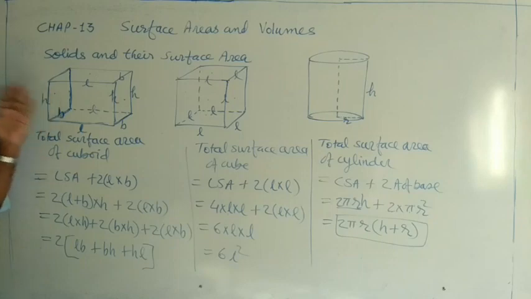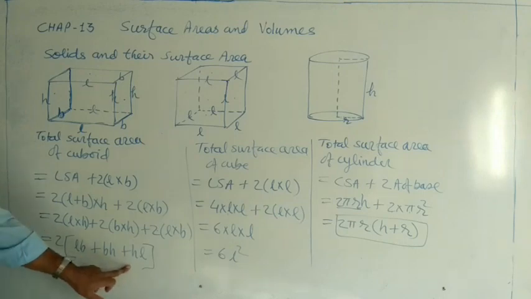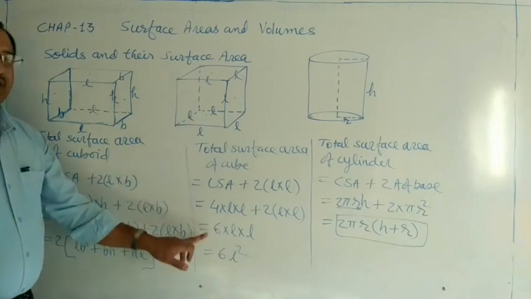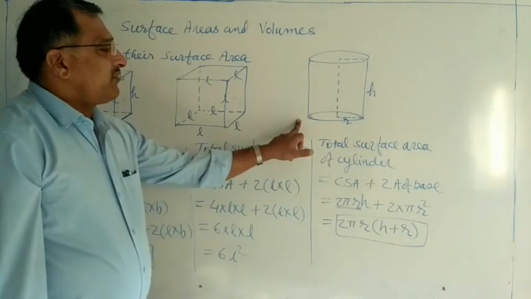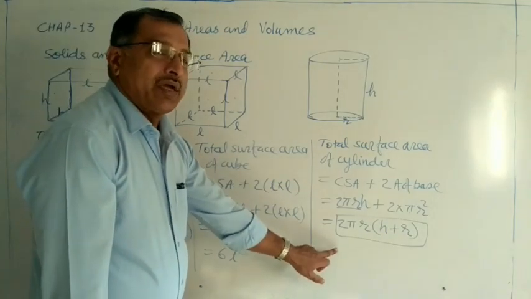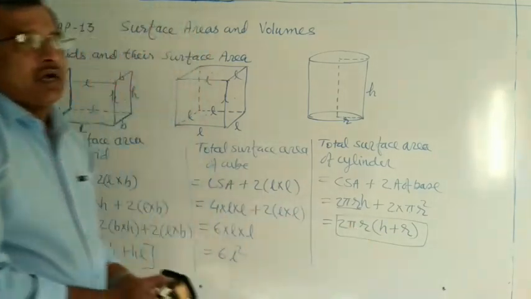Now here, cuboid: total surface area of cuboid is 2 times (L into B plus B into H plus H into L). Total surface area of cube is 6 times L square. Total surface area of cylinder is 2 pi r (h plus r).